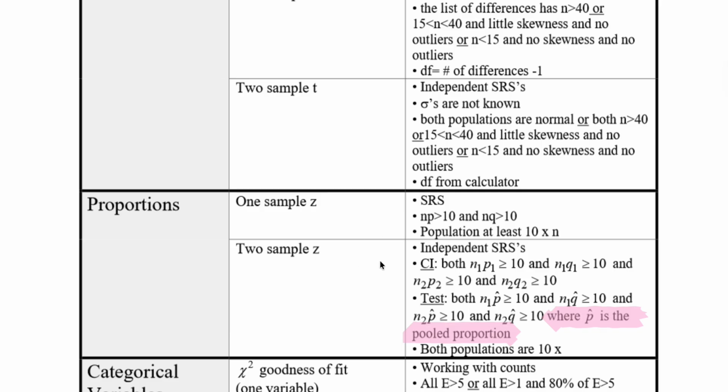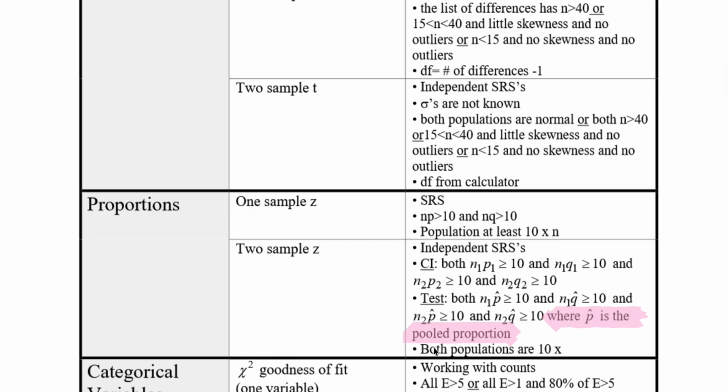For two sample z, make sure independent SRS. For a confidence interval, both n1p1 greater than or equal to 10, n1q1 greater than or equal to 10, and same thing for the second sample. When dealing with a test, however, both n1 p hat should be greater than or equal to 10, and n1 q hat should be greater than or equal to 10, same thing for the second sample, where p hat is the pooled proportion. And this is the only situation where we use the pooled proportion. Anywhere else, we don't use it.